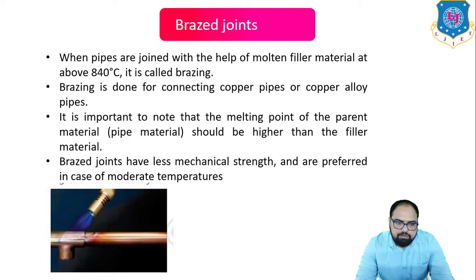Next one is the brace joint. When the pipes are joined with the help of molten filler material at above 840 degrees Celsius, that is called the brazing process. Brazing is done for connecting copper pipes or copper alloy pipes. It is most important to note that the melting point of the parent material should be higher than the filler material. The brace joint has less mechanical strength and is preferred in case of moderate temperatures. In our ACs, we have seen whenever we need to make a joint in copper pipes, at that time we are using this type of method.